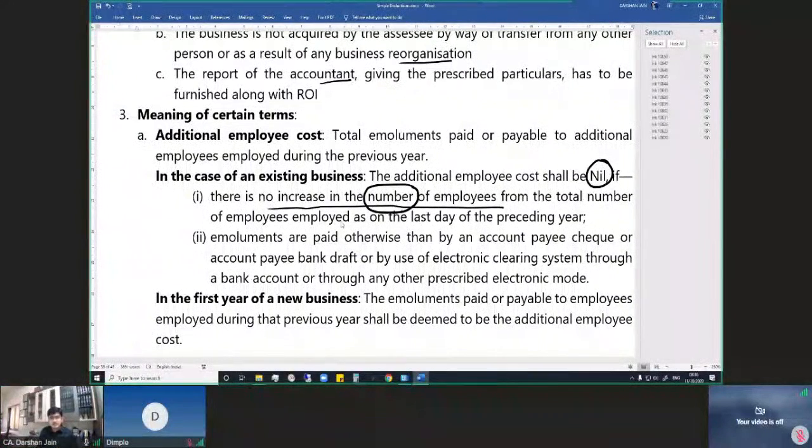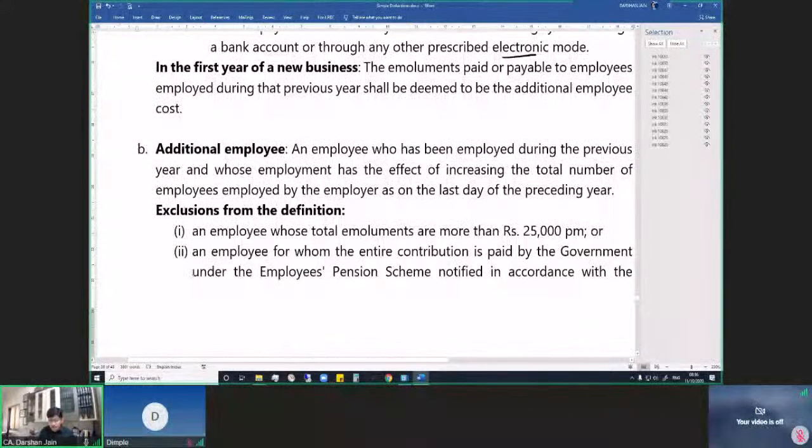Further, in case of an existing business, another condition is that emoluments should not be paid otherwise than by an account payee cheque or account payee bank draft or the specified electronic modes. If we are making payment in cash, again that is not allowed. However, in case of new businesses which have been set up by a person and he employs some people, all emoluments paid by such new businesses would be available as deduction under section 80JJAA, subject to 30% of the additional employee cost.